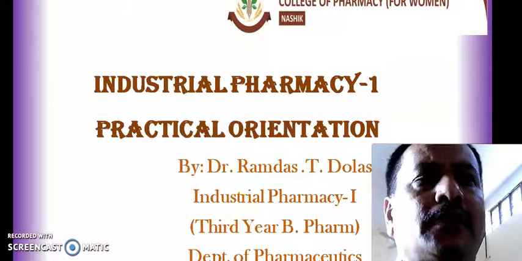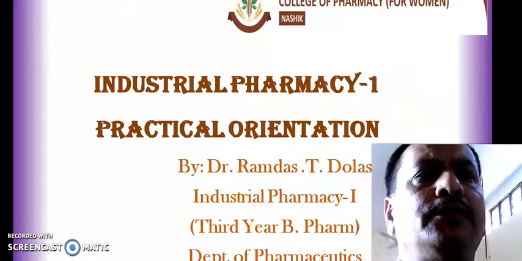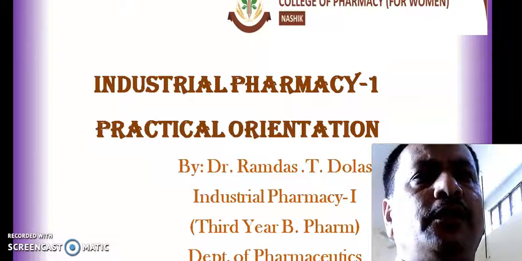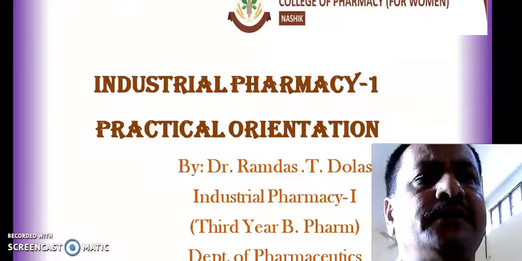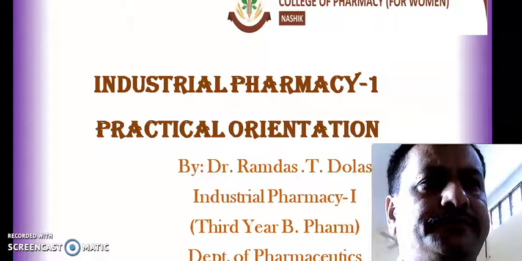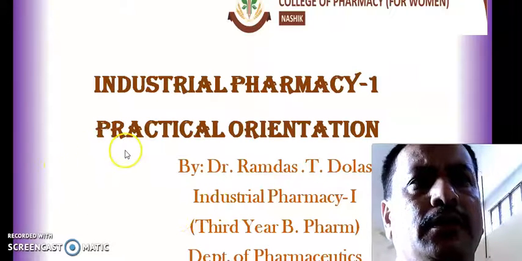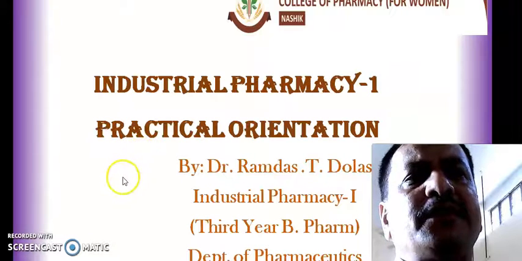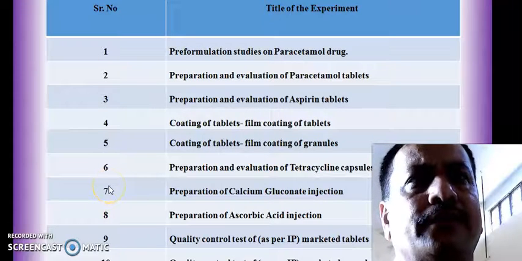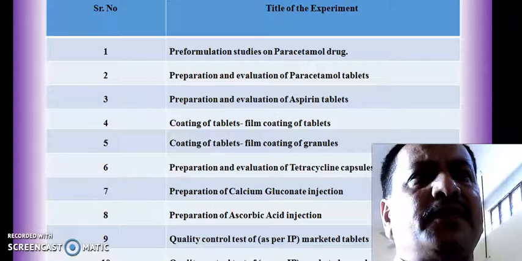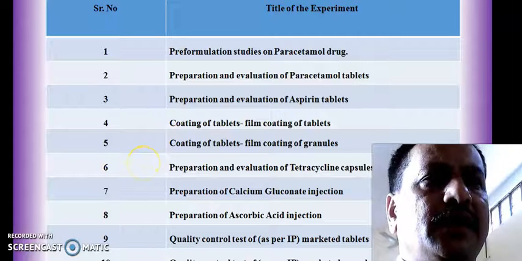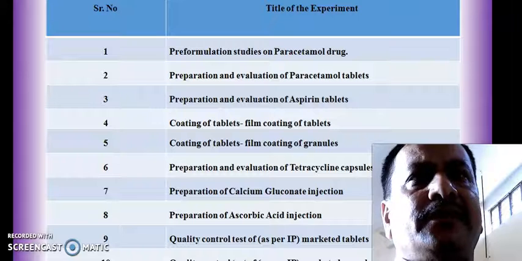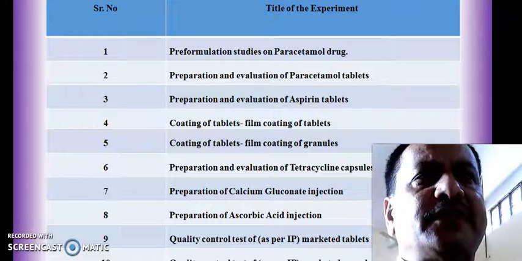Dear students, today we are going to see the orientation of Industrial Pharmacy 1 practical subject. So as per the Pharmacy Council of India, Industrial Pharmacy 1 practical subject is given a special code, that is BP 506P.